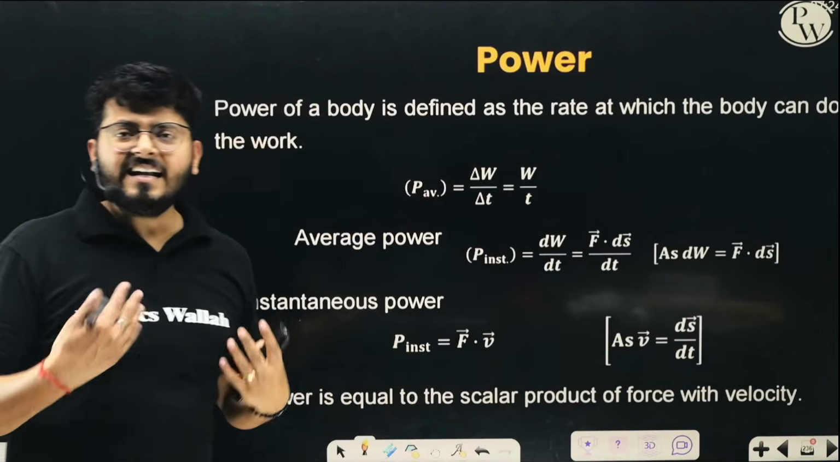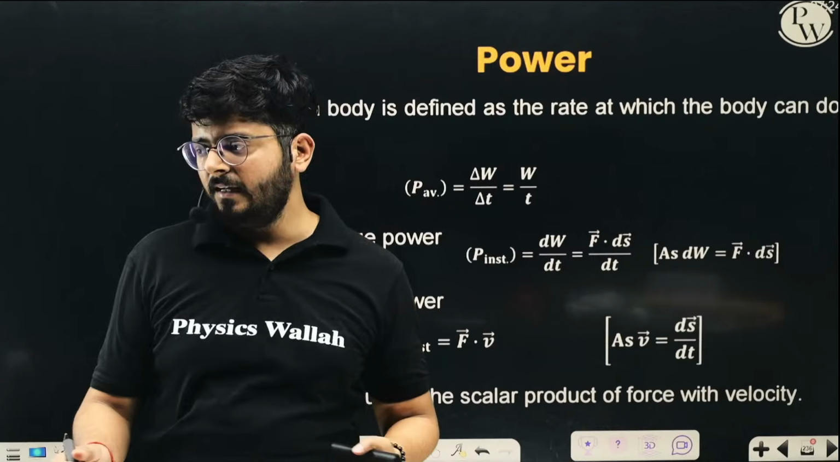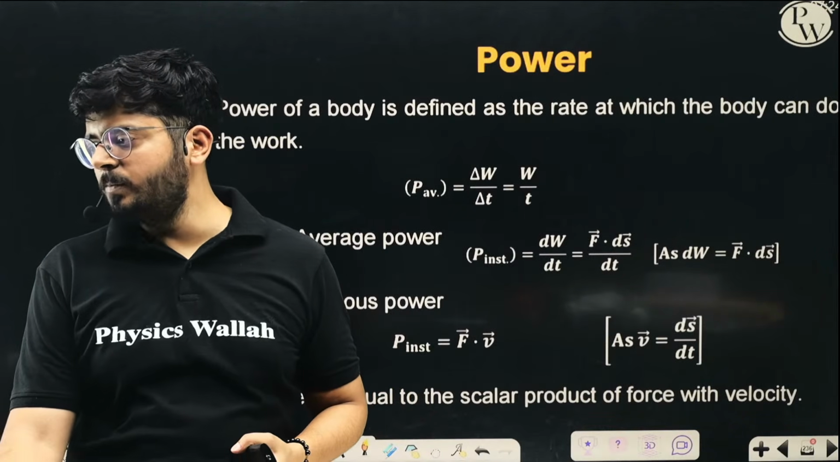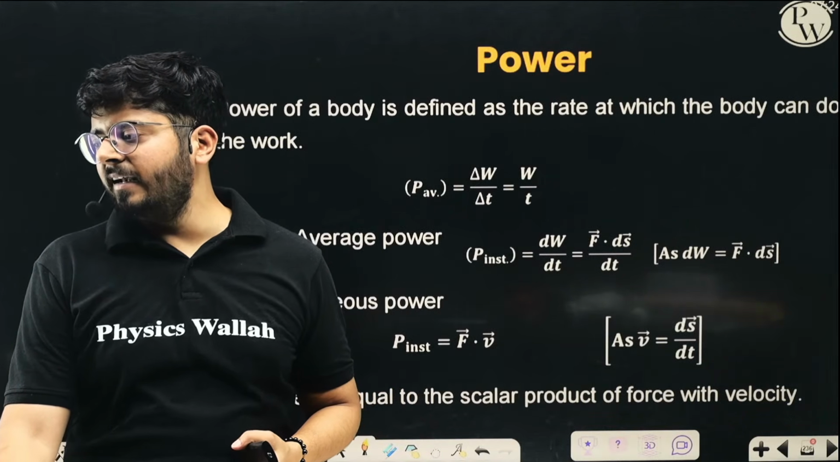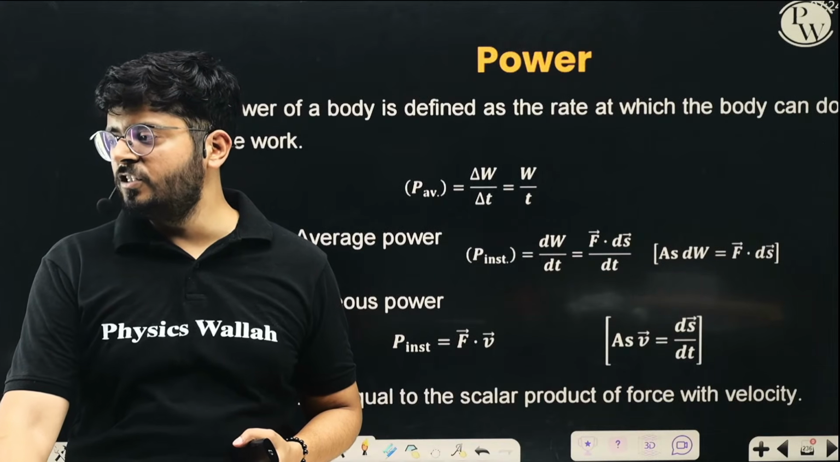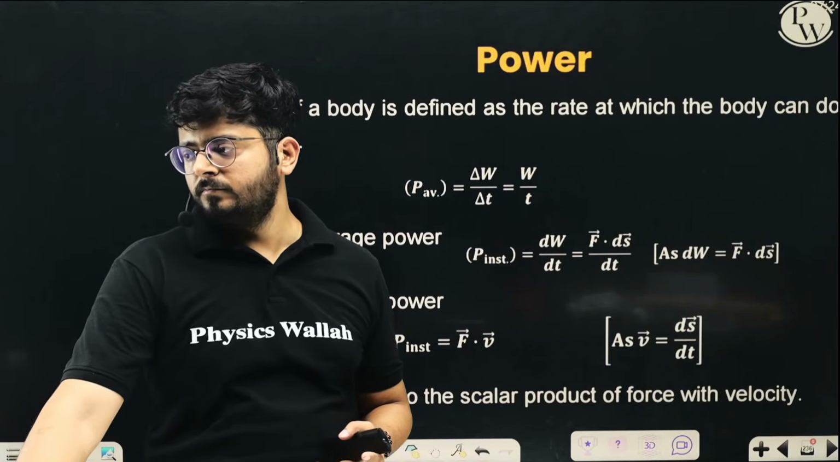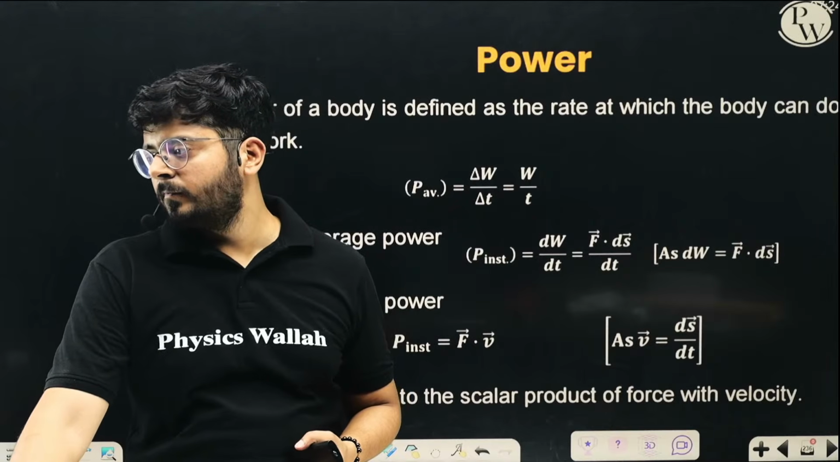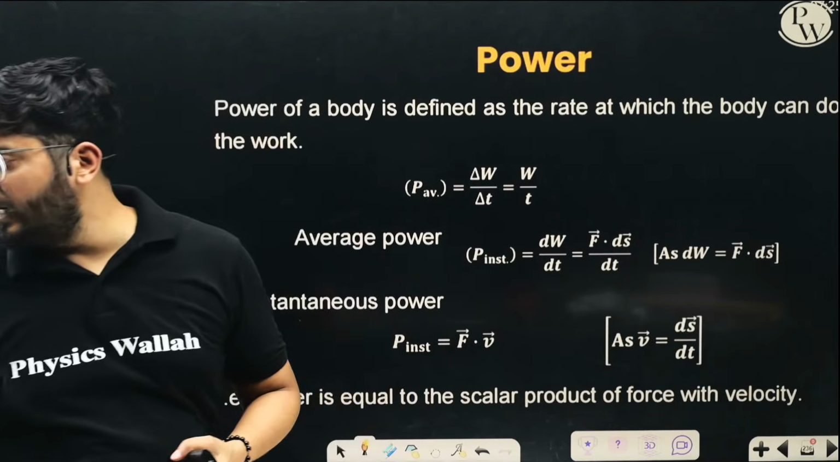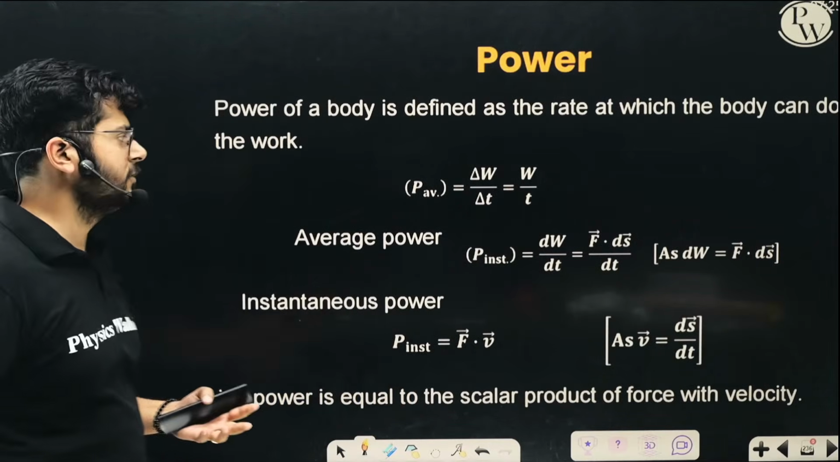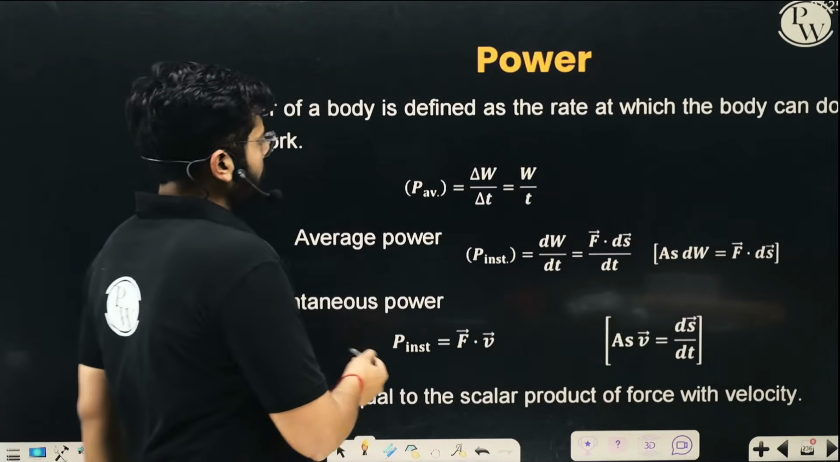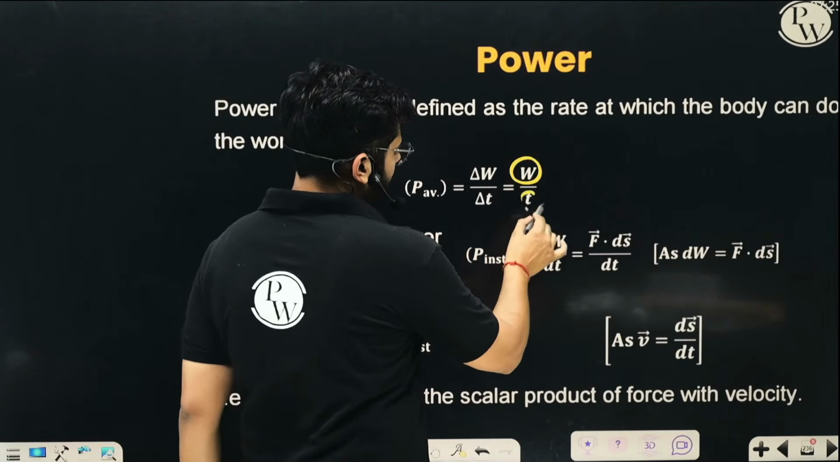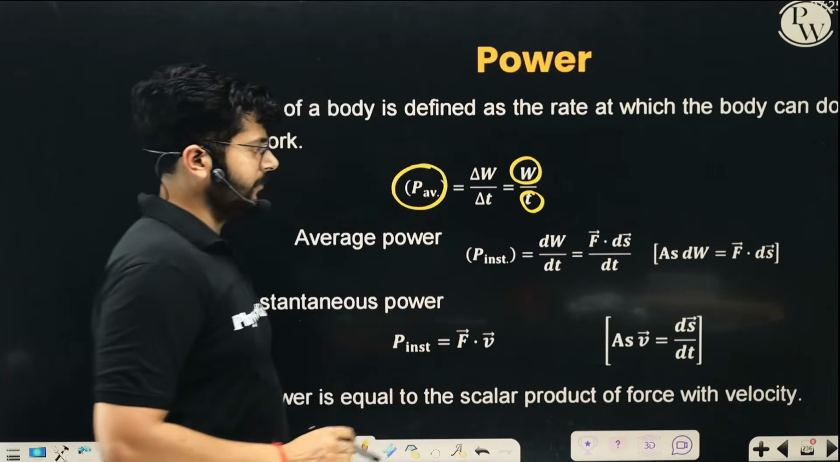Power is the rate at which the work is being done, right? Or the energy is consumed. What is power? Power is simply the rate at which the work is done or the energy is consumed, right? So work done per unit time, that rate at which the work is done is power, okay?